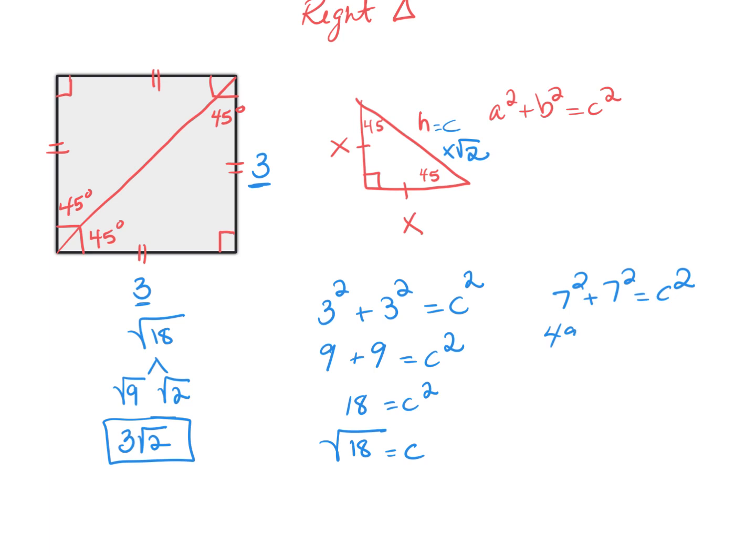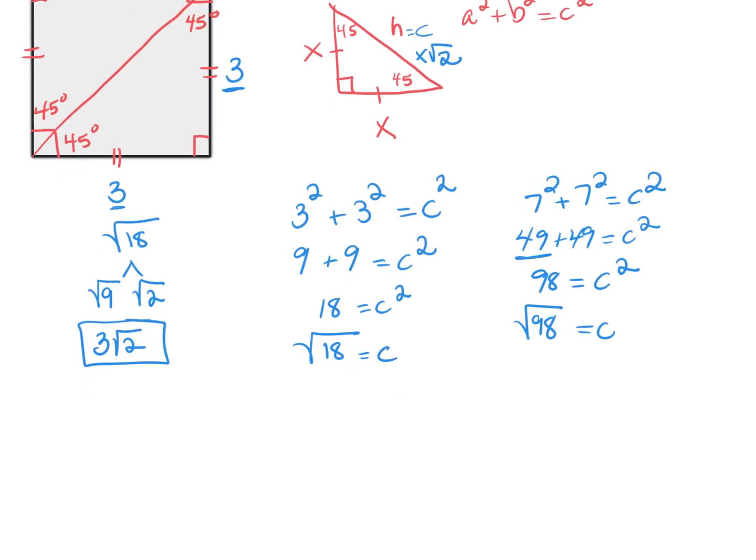Okay, this is going to give me 49 plus 49. So when I add that together, I get 98. So C is the square root of 98.